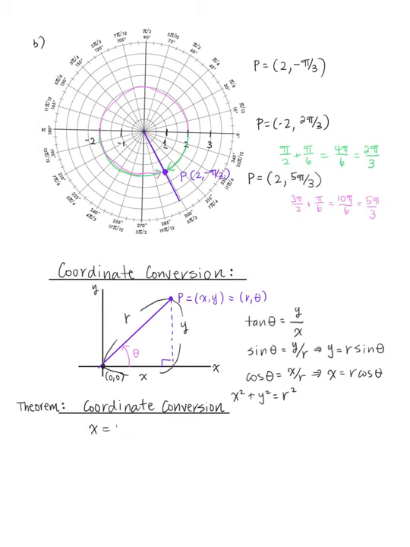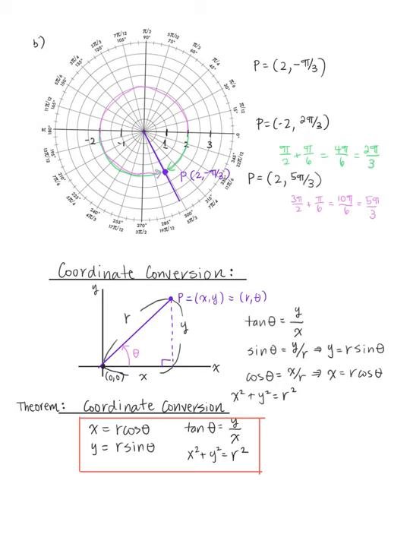x equals r cosine of theta, and then y is r sine of theta. And also we're given that tan of theta is y over x, and x squared plus y squared equals r squared. Please memorize this, and if you forget, I'm hoping that you know how to derive it. But anyways, here it is. So these will convert from rectangular to polar and polar to rectangular.